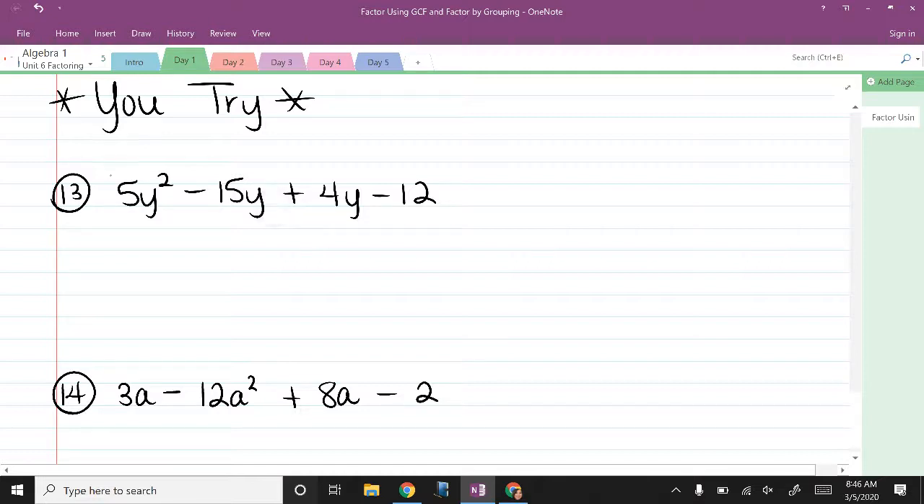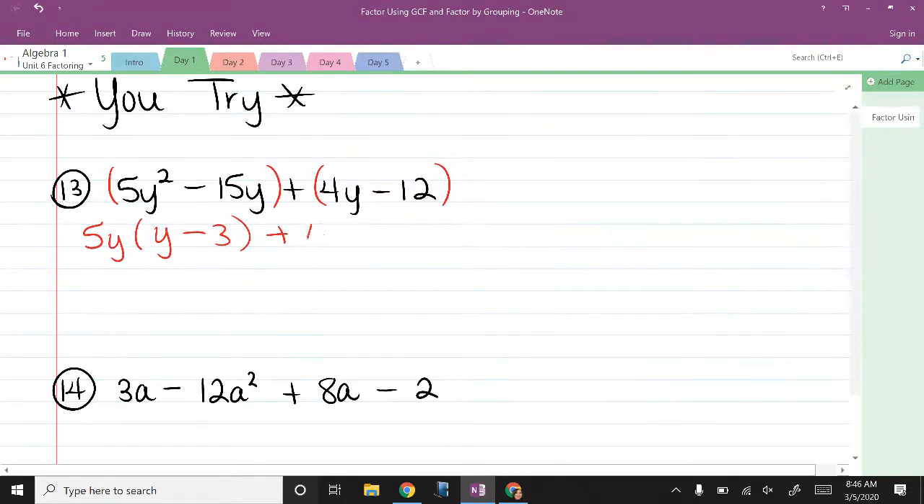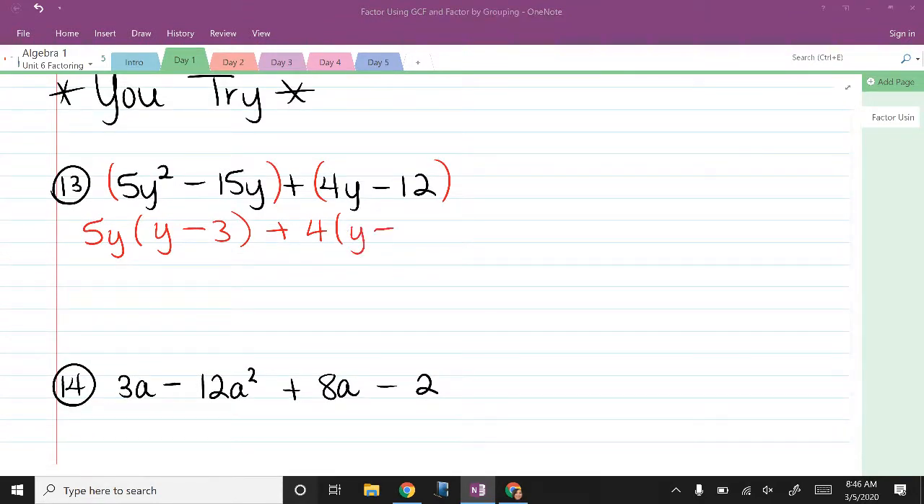So I'm going to group the first two and the last two. What is my GCF in my first group? 5y. Y'all agree? Parentheses. What times 5y makes 5y squared? Minus what times 5y is 15y? 3. Close parentheses. Copy the plus. Then the second group. What's the GCF between 4y and 12? 4. What times 4 is 4y? Minus what times 4 is negative 12? Negative 3. Are they the same in both? Yep. So what are the factors?